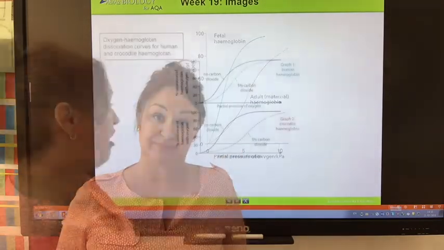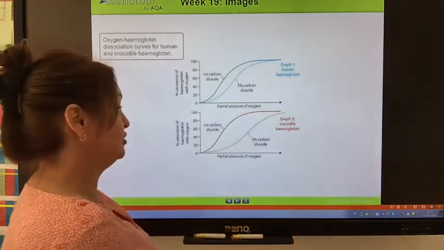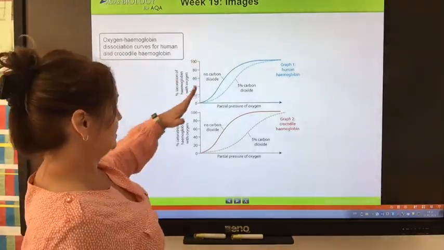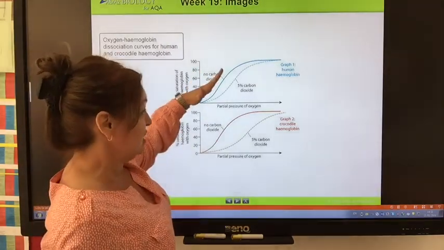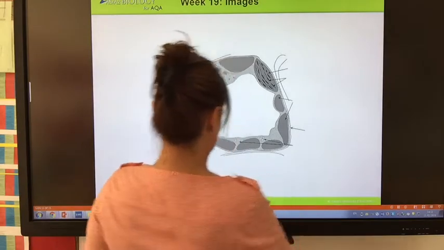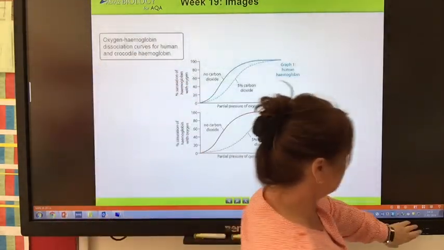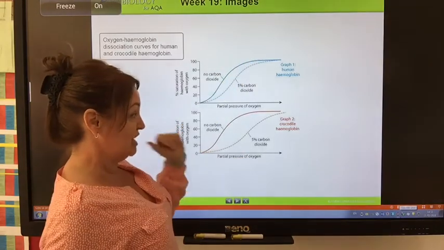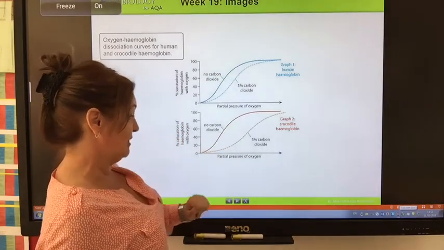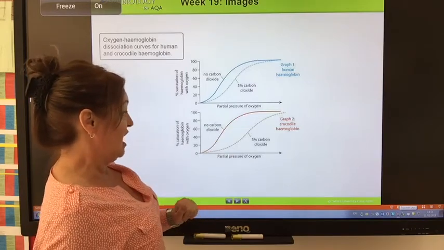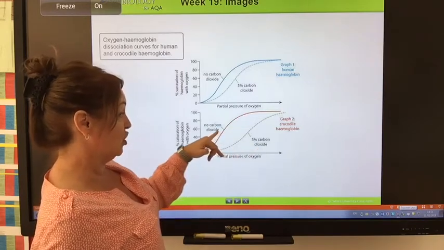Here are a couple of haemoglobin dissociation curves. Here's one for a human, and it shows the Bohr effect, how it shifts to the right with increased carbon dioxide. Oops, let's go back. With increased carbon dioxide, it shifts to the right. And the same is true with crocodile haemoglobin there. There's a shift to the right and a slightly different shape of curve when there's carbon dioxide or when there's no carbon dioxide.